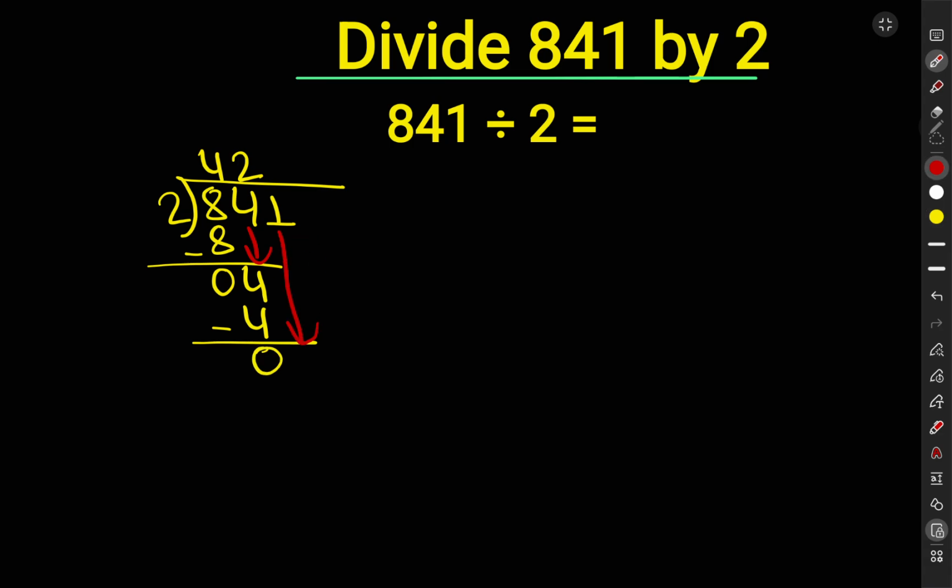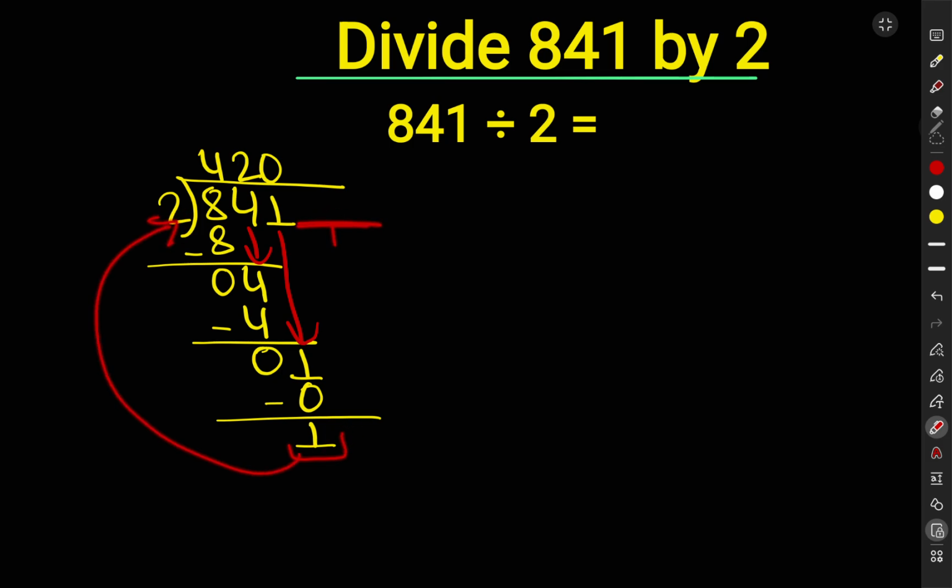So again we put down this 1, and 2 times 0 means 0. On subtracting it is 1. So now this 1 is less than 2 and there is no other number to put down. So we place a decimal here so that we can put 0.